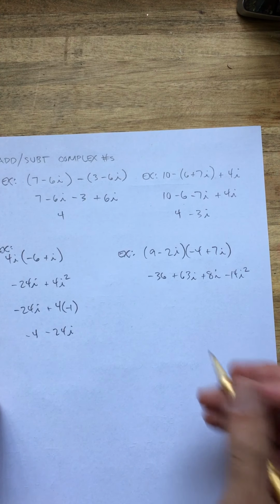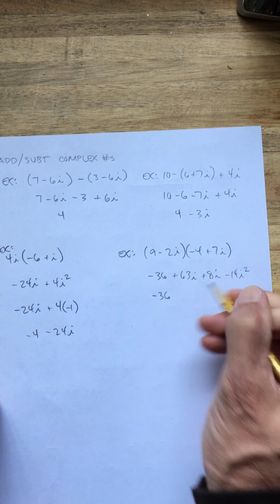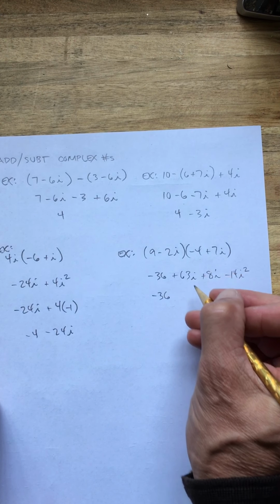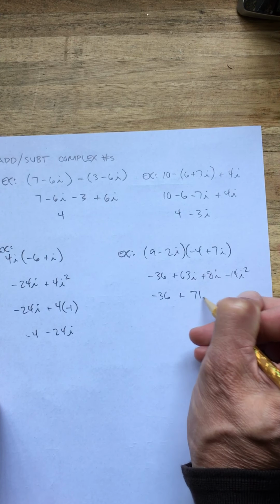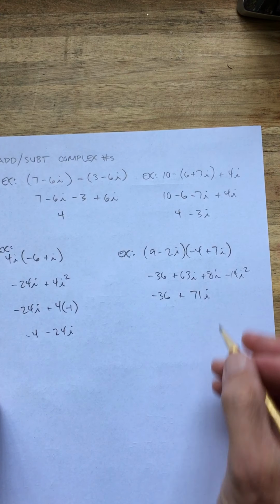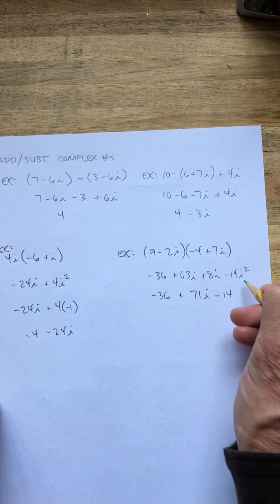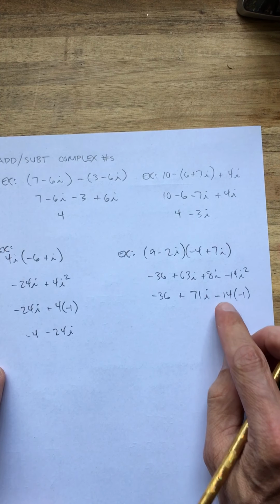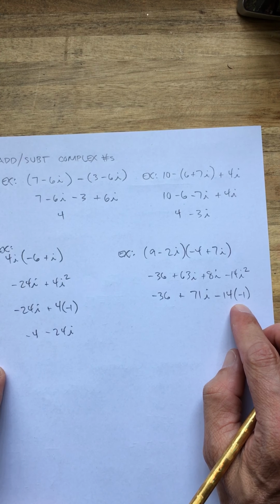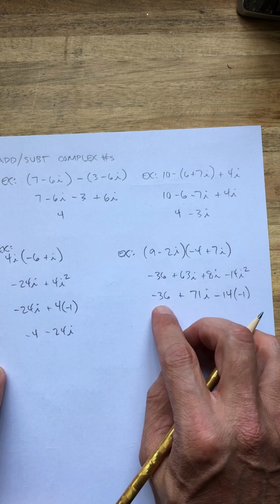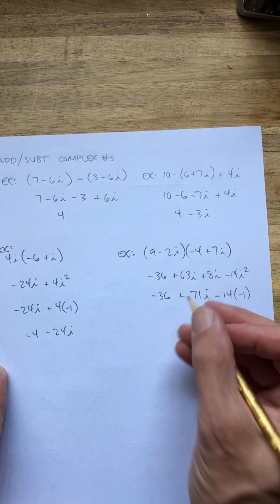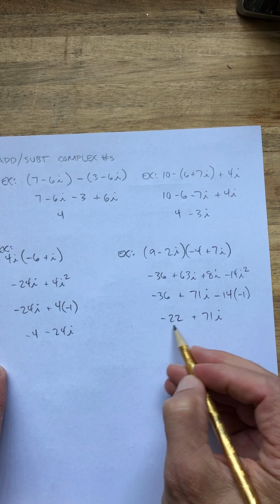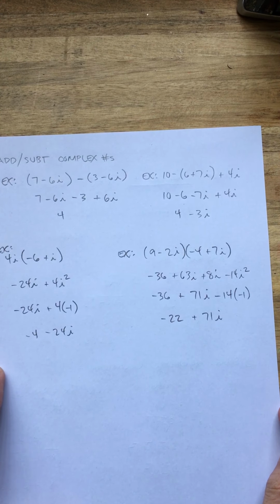Okay, all right, so we have negative 36. We have positive 63i's and adding 8 more of the i's, so we get altogether plus 71 of the i's, okay? 63 and 8 is 71. And then minus 14, remember i squared is negative 1, okay? So now we get negative 14 times negative 1, that's a positive 14, okay? And a positive 14 and a negative 36, that sounds like negative 22 plus 71i, okay? There's my real component, there's my imaginary component, okay?